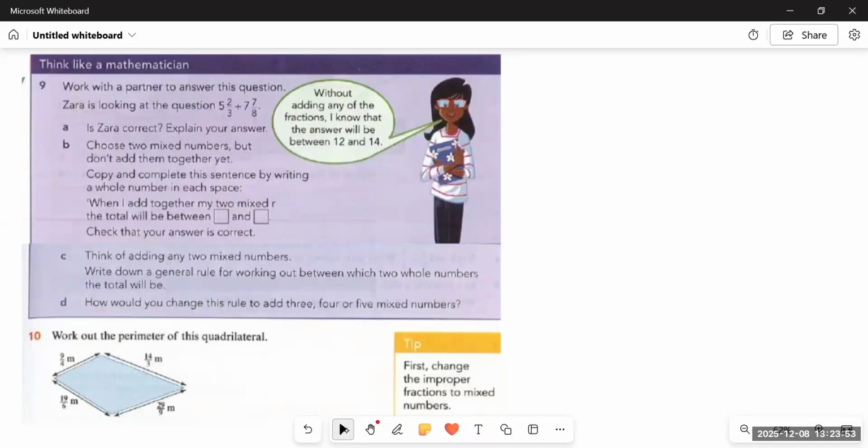Now the next question says, work with a partner to answer this question. Zara is looking at the question 5 whole 2 over 3 plus 7 whole 7 over 8. Zara says, without adding any of the fractions, I know that the answer will be between 12 and 14. Since 5 plus 7 is 12, it would definitely be greater than 12. And 2 over 3 and 7 over 8, 2 over 3 is more than half, right? Because half of 3 is 1.5 and 2 over 3 is greater than half. And 7 over 8 is even greater than half.